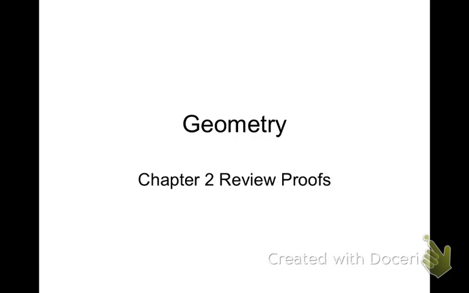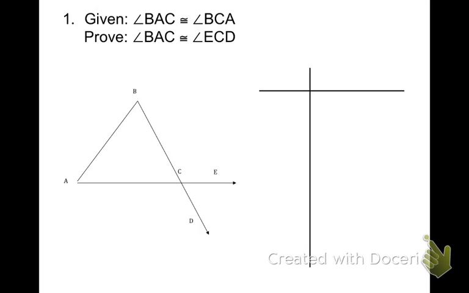Here are some examples to review Chapter 2 and how to write two-column proofs. Here's a look at the first example. We know that angle BAC is congruent to angle BCA. We want to prove that angle BAC is congruent to angle ECD.